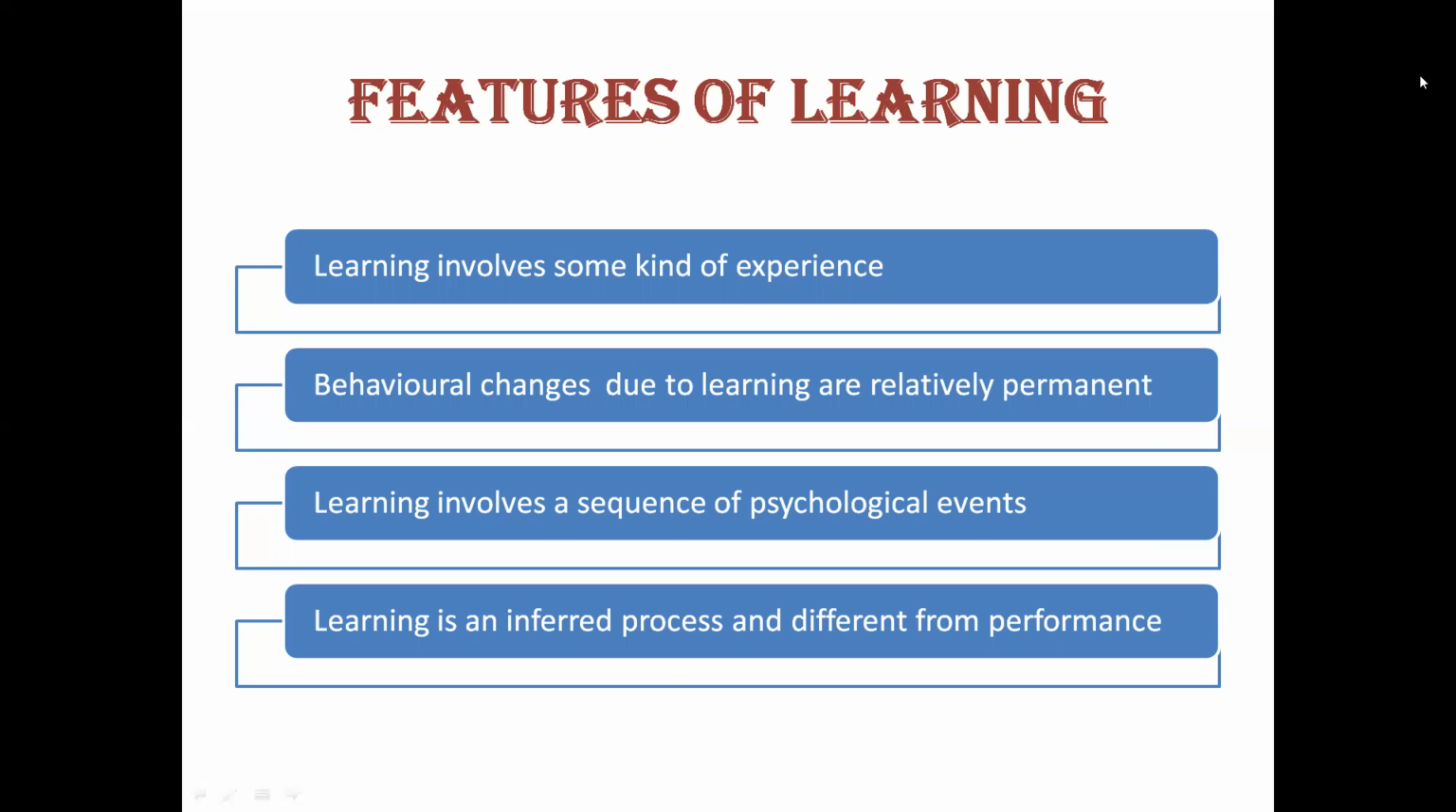Learning also involves orienting influences. For example, when there is a noise happening around you, you might get distracted. But if that noise continues for a certain period of time, you learn to make certain reflexes which are called orienting reflexes, which become weaker and weaker and become undetectable. This change, which has happened in you due to continuous exposure to events, is referred to as habituation. Learning also involves a sequence of psychological events. Learning is an inferred process and it is different from performance.